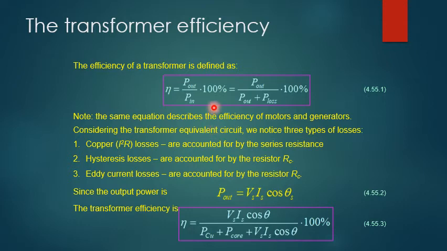We can now calculate the efficiency of the transformer. Efficiency is equal to P out, the output power, divided by the power in, multiplied by 100%, and the input power is equal to the losses plus the output taken from the system. So this equation can be rearranged as P out divided by P out plus P losses, multiplied by 100%. This is the efficiency of the transformer, and it can be equally applied to the efficiency of other machines, which are motors and generators.